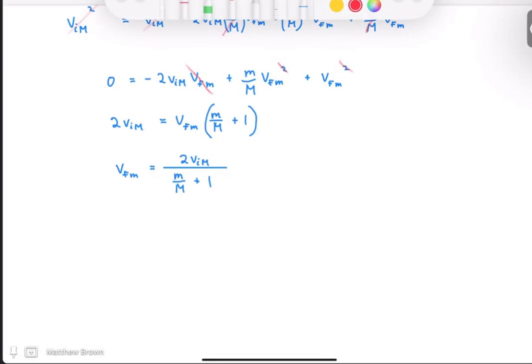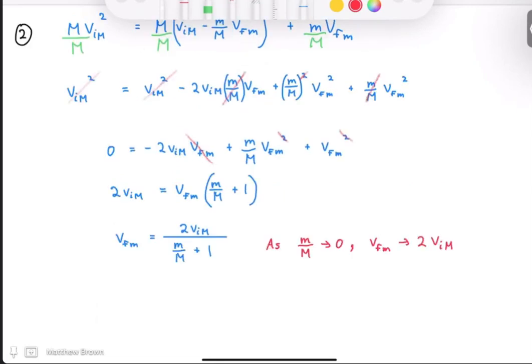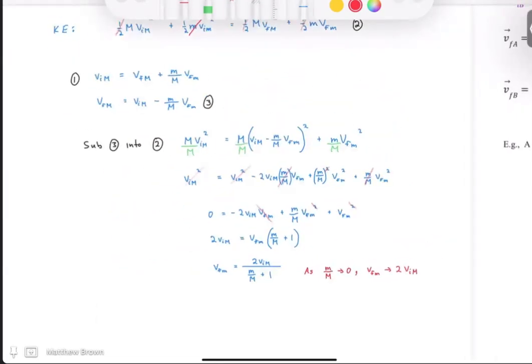We can see here that, well, it doesn't really matter, right? So as little m over big M approaches 0, I just use the arrow to sort of say approaches, v final of little m approaches v initial of big M. And I would say that that's all there is to it, but I feel I should say it more like, that's all there is to it.